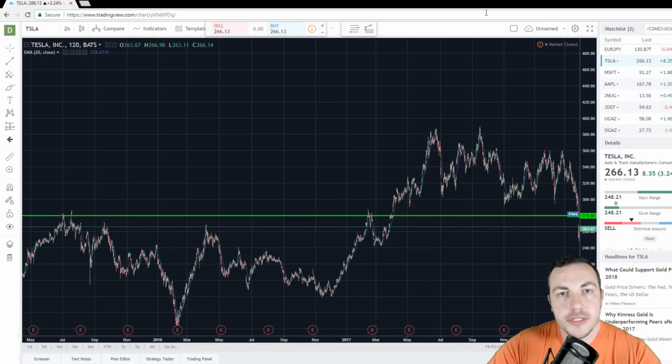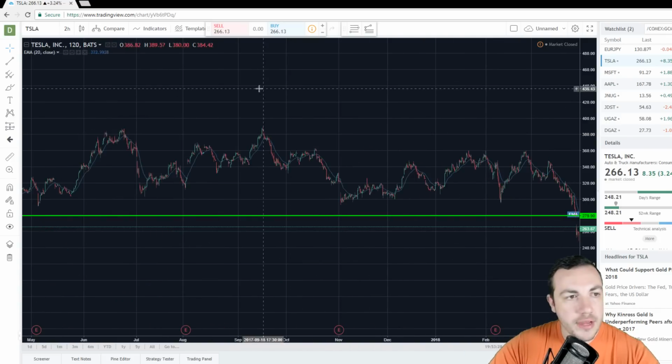I personally use this to make my trades. I find it very effective for me. It's what I like to do. And I'm going to use Tesla as an example. We have it up here on screen.